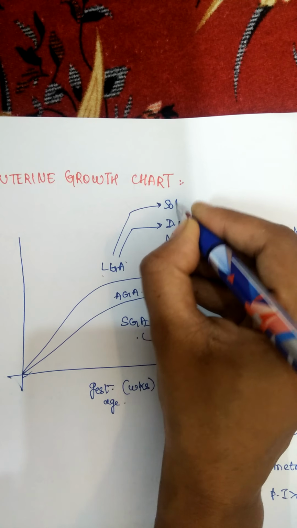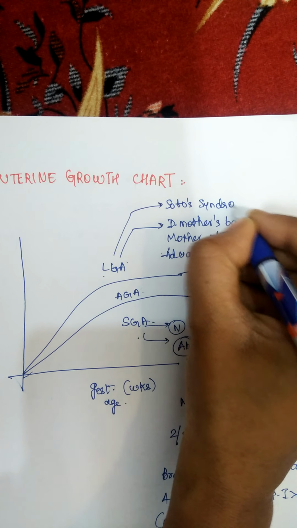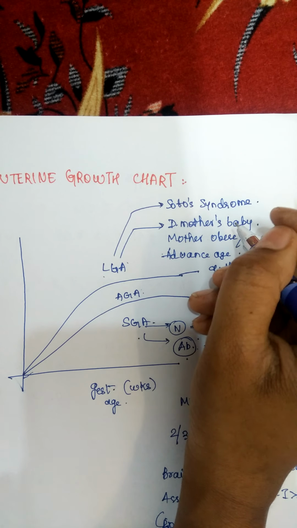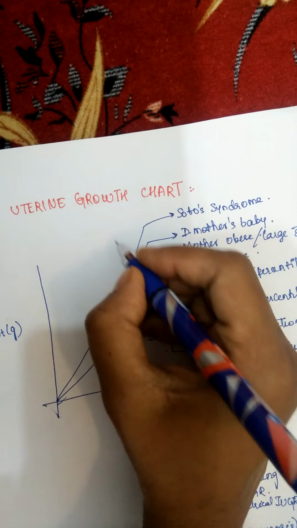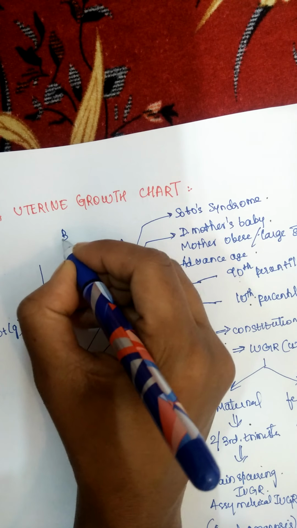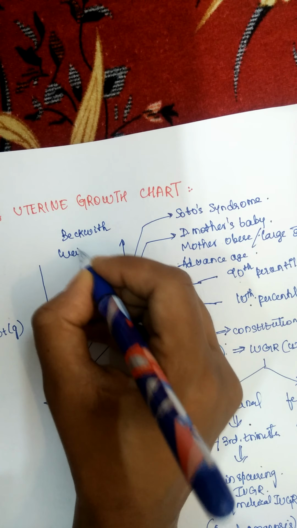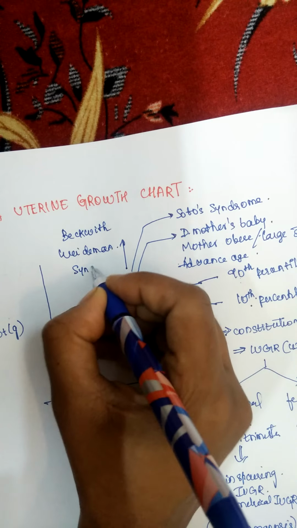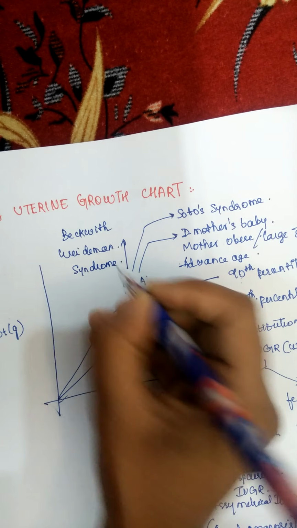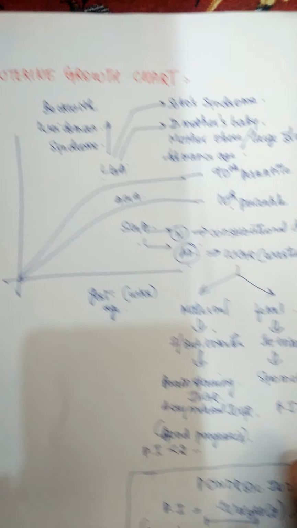And I would like to add one more syndrome and cause of LGA, that is Sotos syndrome. And one more syndrome is Beckwith-Wiedemann syndrome. Beckwith-Wiedemann syndrome is also a reason for large for gestational age.